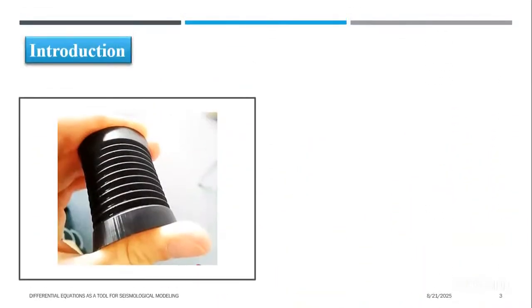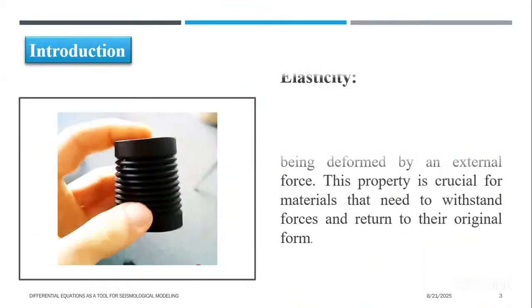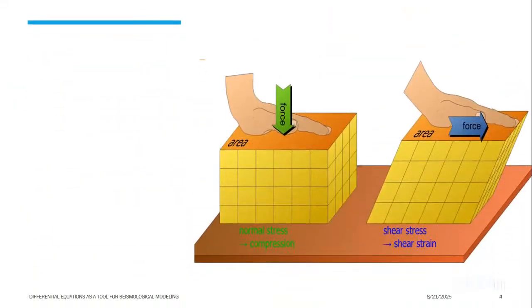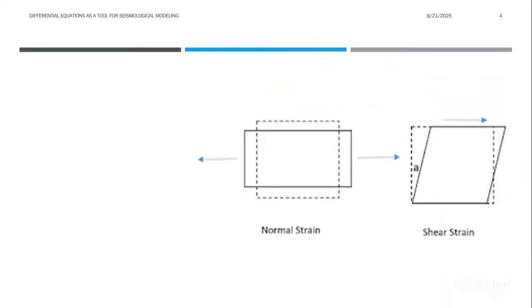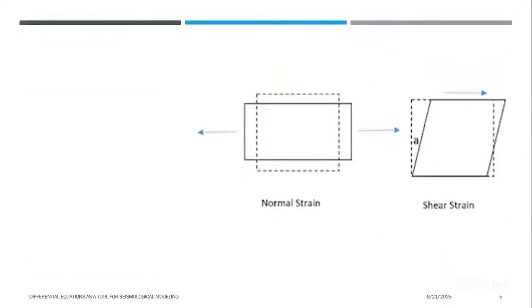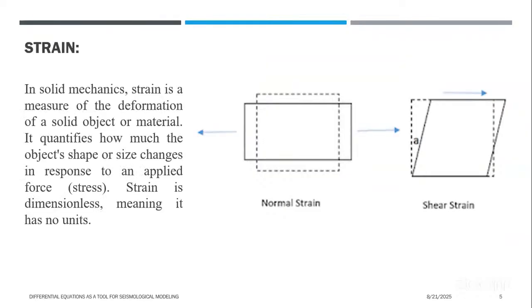I think, sir, we were able to follow you till here. Okay, fine. So I was talking about there are two types of stresses. One is normal and another is shear. And associated with these stresses, there are two types of strain. One is normal and another is shear.